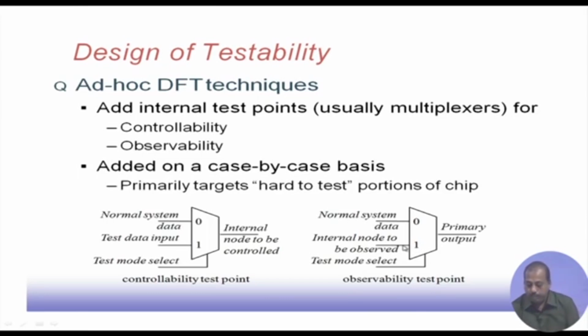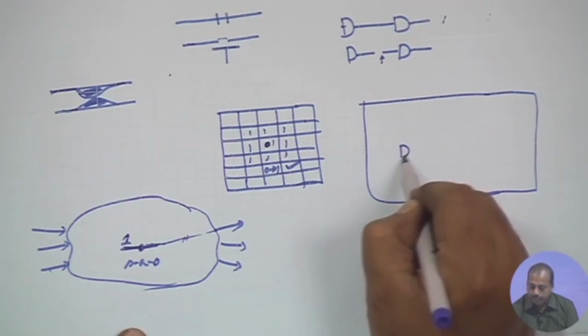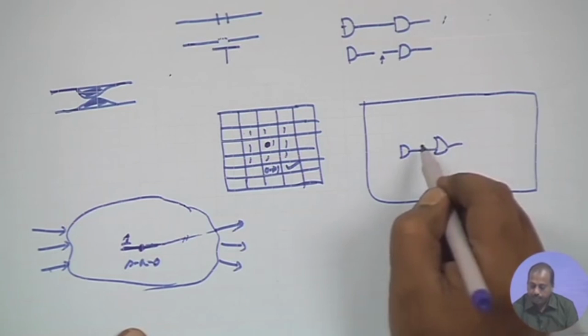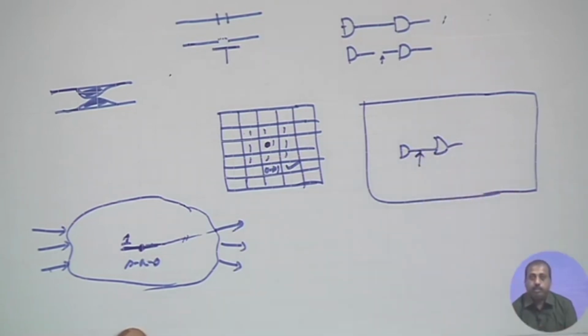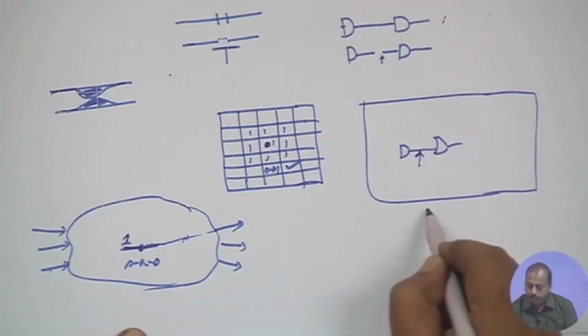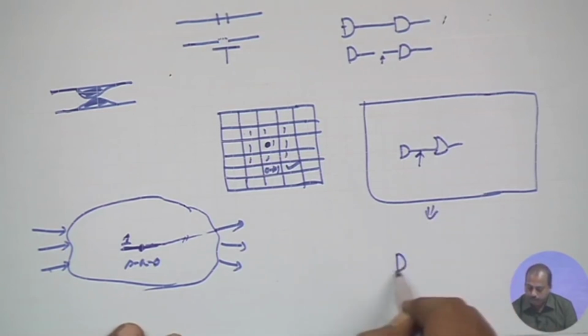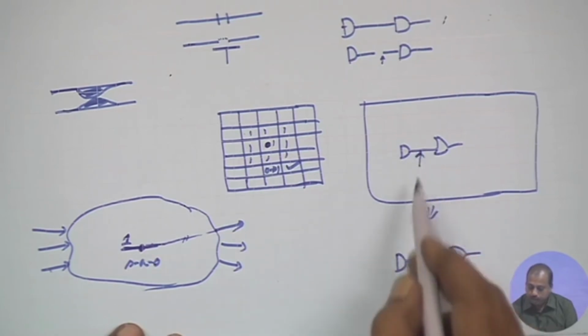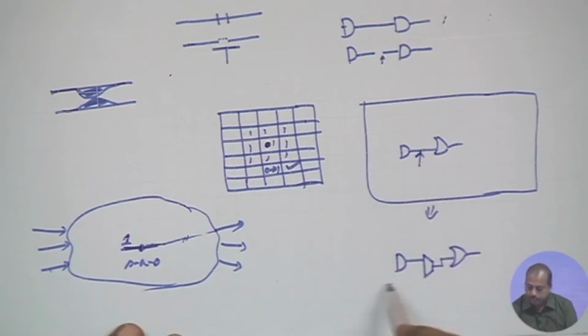So, what we essentially do is, if this is a big circuit that we have, say there is one AND gate and its output is going to some OR gate, and we want to control the value at this point. This circuit will be modified like this. This AND gate is there, and it will pass through a multiplexer, and this multiplexer's output will go to the OR gate. So, this line is equivalent to this line, and there will be another line.